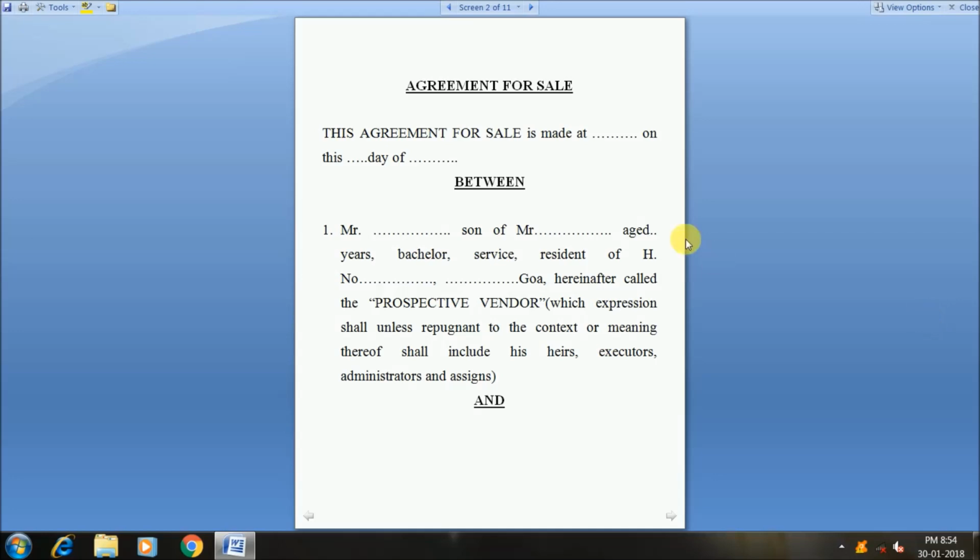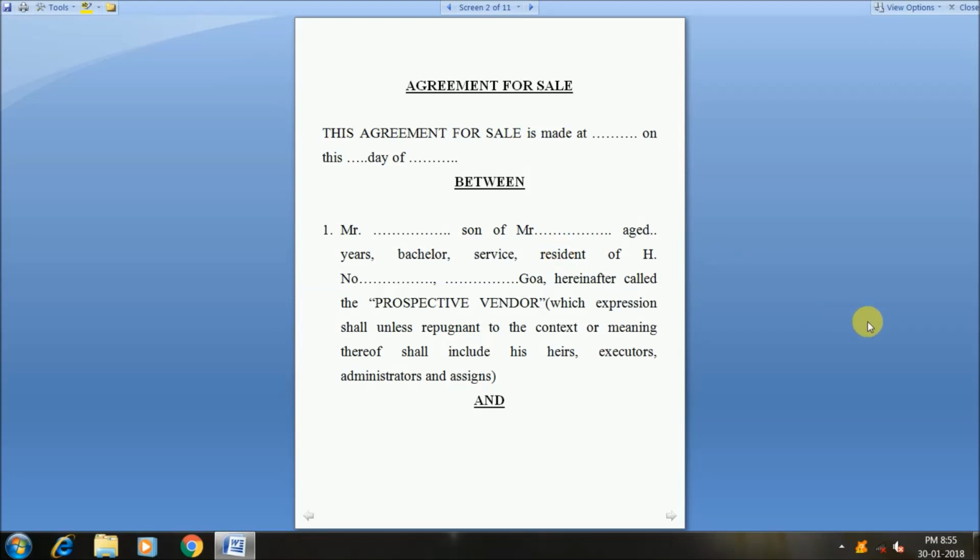Now, this is the general format. This agreement for sale is made at so and so place on this so and so date. That is, you have to state the place and the date on which the agreement is made. That would be the first recital. Then afterwards you have to state the names of the parties.